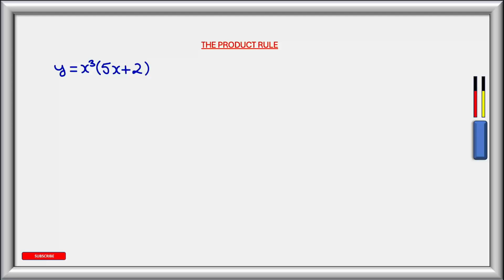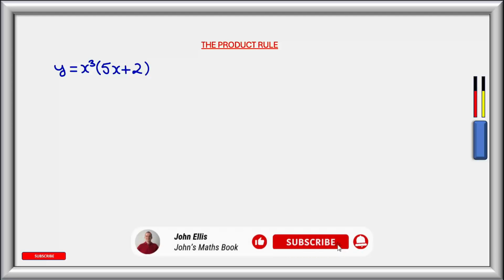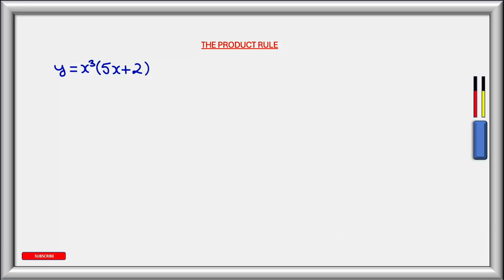So let's get started. In our first example, we're going to find the derivative with respect to x of y equals x cubed into the bracket of 5x plus 2. When we use the product rule to find derivatives, we are finding the derivative of a function that is the product of 2 or more separate functions. In this example, the first function is x cubed, so we let u equal x cubed, and the second function is 5x plus 2, so we let v equal 5x plus 2.